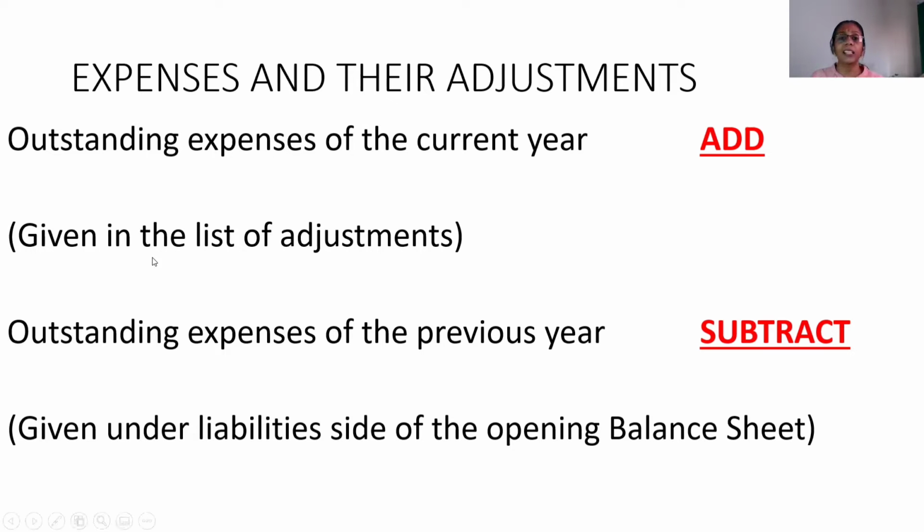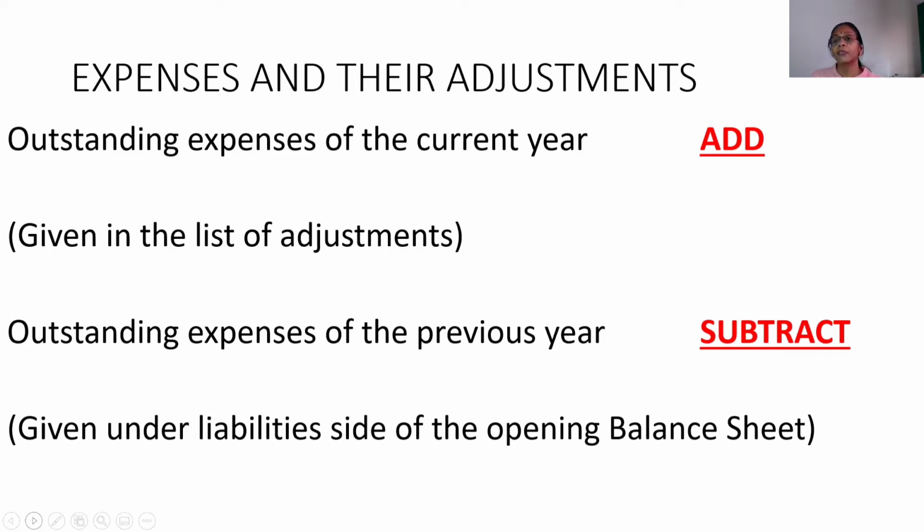So to begin with, the expenses that are given in the list of adjustments, always understand that these adjustments go towards the current year, the year in which we are dealing with, or the preparation of the receipts and payments account, as well as the income and expenditure account. So here first we will take into account the expenses, like salaries, rent, or any other expenses.